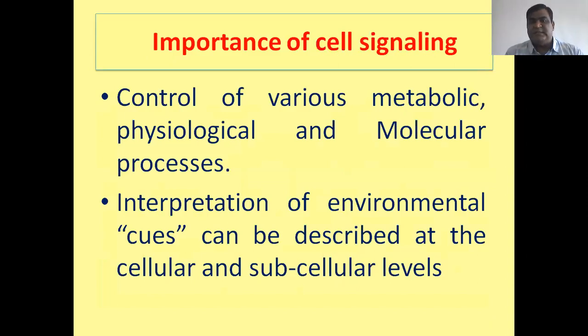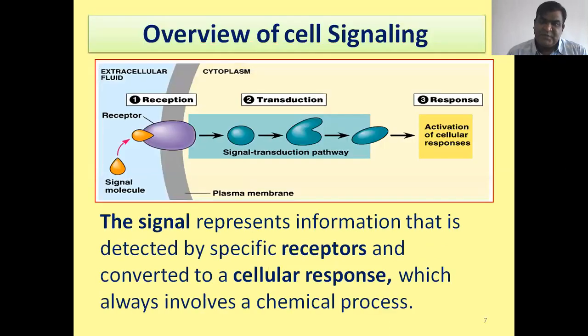By means of cell signaling, various metabolic, physiological, or molecular processes are controlled, whether it is replication, transcription, translation, or various pathways of metabolite anabolism or catabolism. All these things are governed by cell signaling pathways. Now, the interpretation of environmental cues can also be described at the cellular and subcellular levels by means of cell signaling. So, in a nutshell, it is very important and crucial, and it plays a central role in the various aspects of the cell.